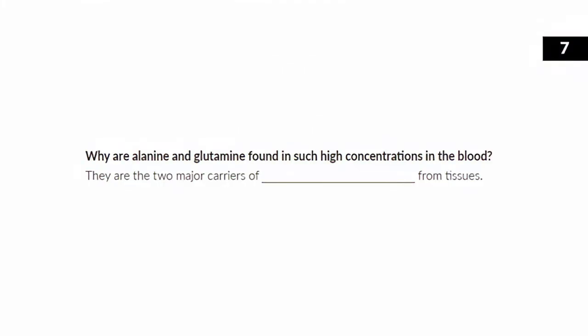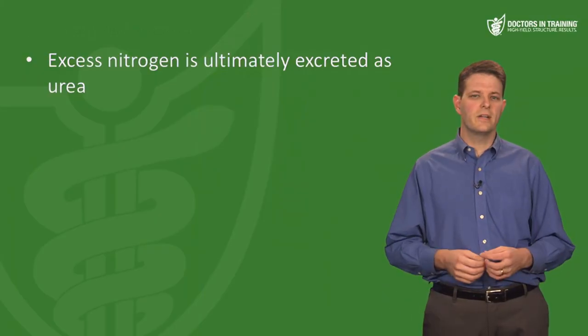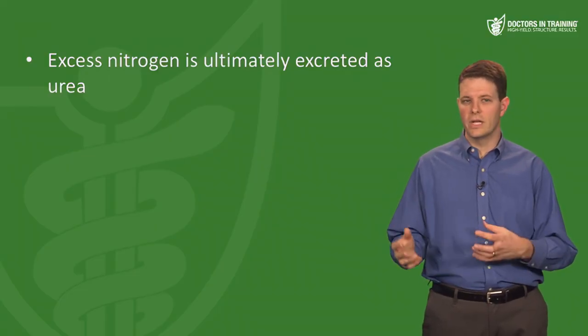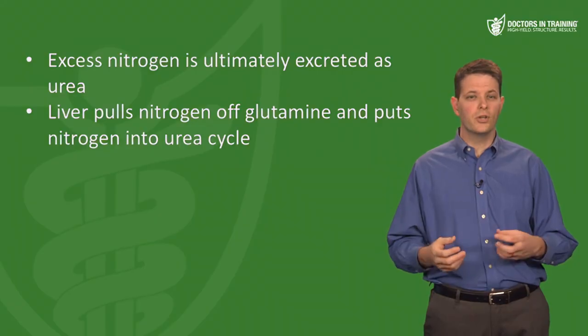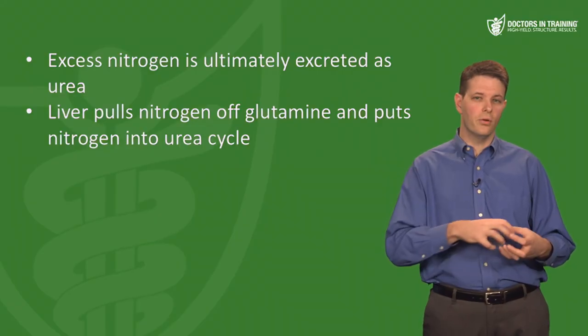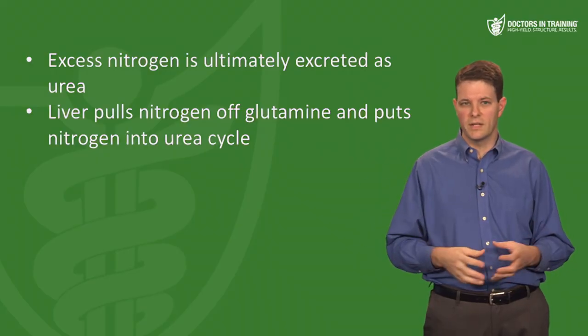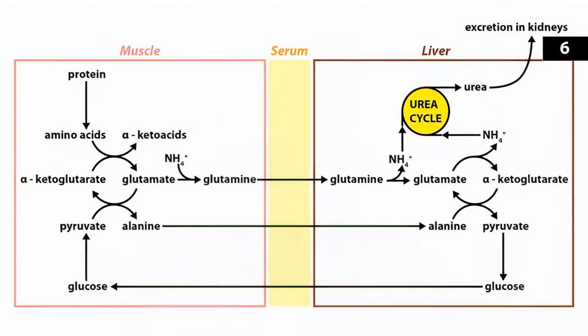So in your study guide it says, why are alanine and glutamine found in such high concentrations in the blood? Alanine and glutamine are the 2 major carriers of nitrogen from tissues. Nitrogen comes mainly from amino acid metabolism, and your body needs to be able to eliminate that nitrogen. Excess nitrogen is ultimately excreted as urea, which is made in the liver. We're going to cover that in another video on amino acid metabolism. But the liver uses glutamine to make urea. It pulls nitrogen off of glutamine and puts that nitrogen into the urea cycle, which is what you see in the diagram. And we're going to go over the urea cycle in another video.